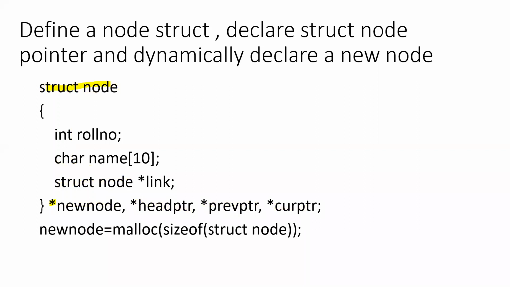Now, what is our malloc? Malloc is used to allocate memory. This is only for storing the address, right? New node pointer and all. Now, malloc is used to allocate memory of a particular size. How many bytes will it allocate? The size of a struct node, right?